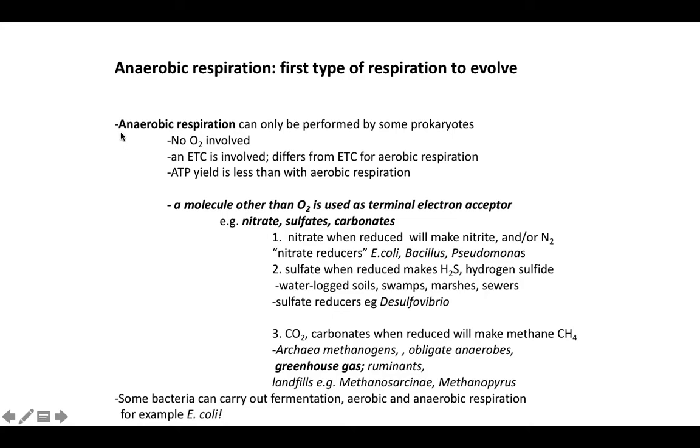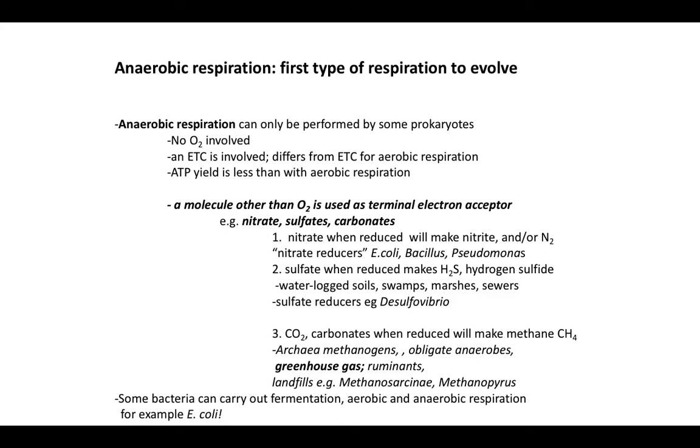So in anaerobic environments, microbes evolved the ETC, but there's no oxygen available, so they evolved anaerobic respiration, so no O2. The electron transport chain involved in anaerobic respiration is different than the one for aerobic respiration. So in bacteria like E. coli that can do both anaerobic and aerobic respiration, they'd have two different electron transport chains. In anaerobic respiration, the ATP yield is less than aerobic respiration, but it's still a lot higher than fermentation.